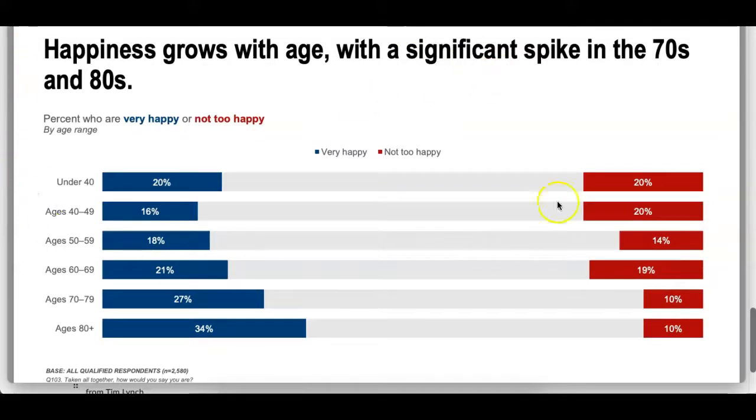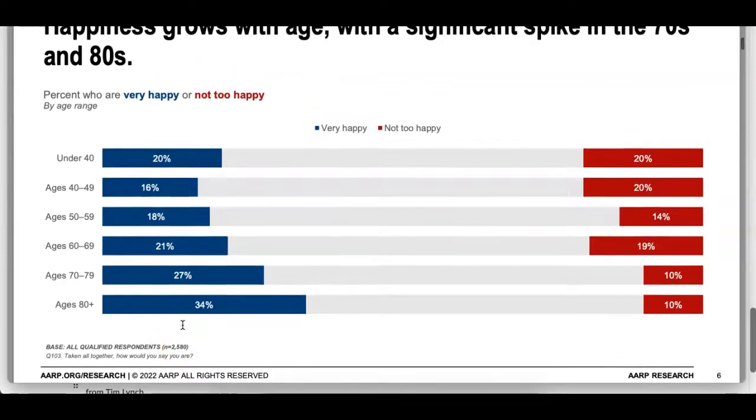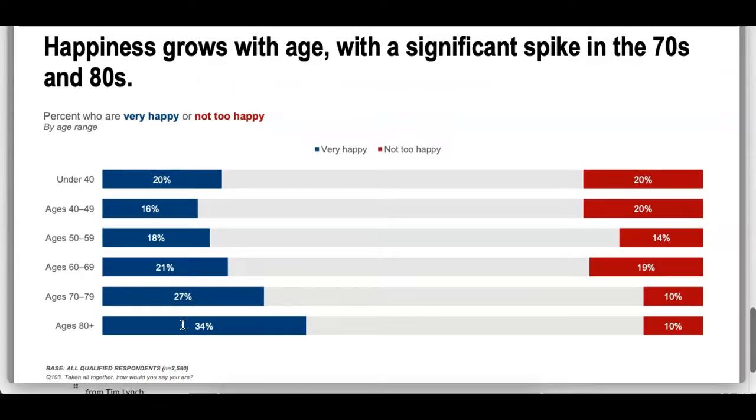So here, the title is Happiness Grows with Age, with a significant spike in the 70s and 80s. The source is aarp.org research based on the sample N equals 2,580 people. So what is this chart telling us? Well, first of all, starting at under 40, 20% of the people under 40 are very happy. And then 20% of the people are not too happy.